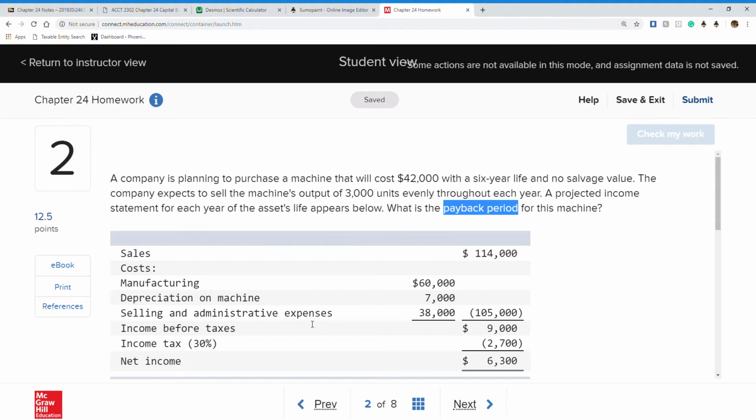And selling and administrative expense are a cash item. Income before tax and income tax we don't have to worry about. We're going to take the 6,300 net income. And since we have to eliminate depreciation, in order to eliminate depreciation, you must add it back to get the cash income.